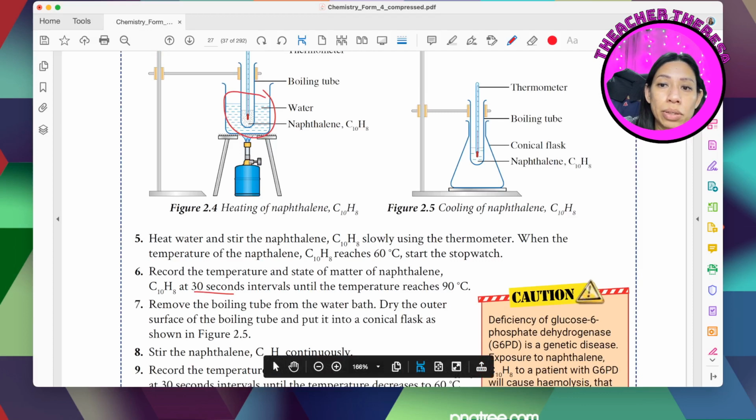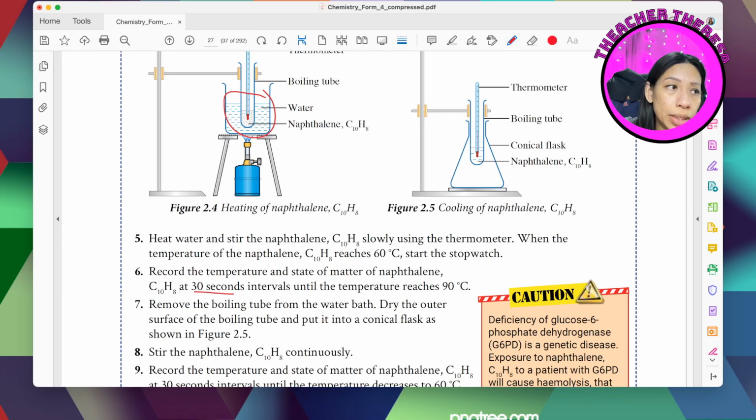Same thing, when you want to cool down the naphthalene, you put it inside a conical flask to allow even cooling. Even means the cooling process will happen evenly, so that we can collect the data.